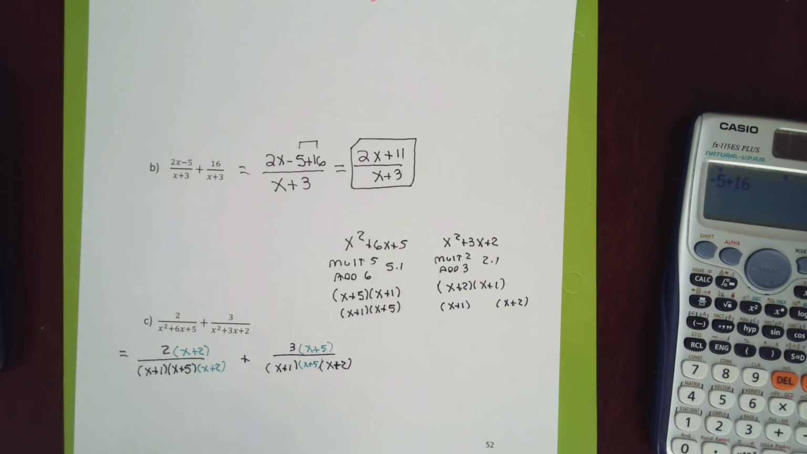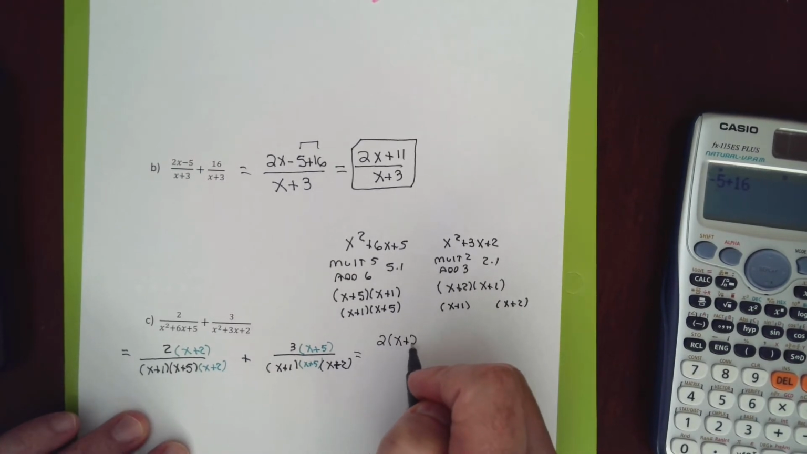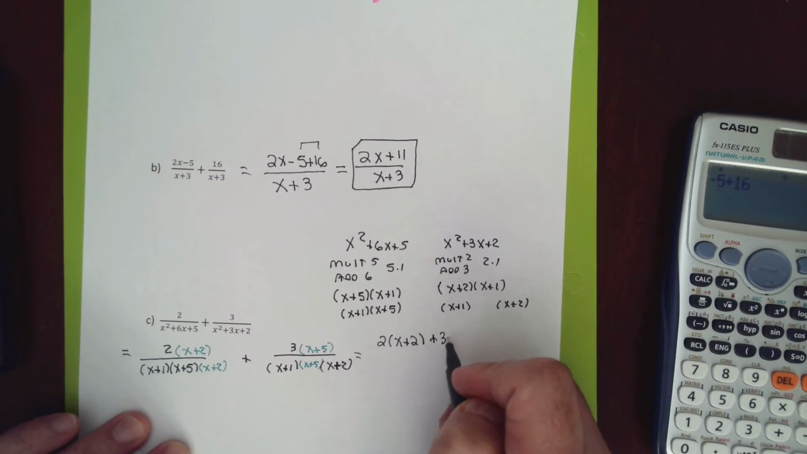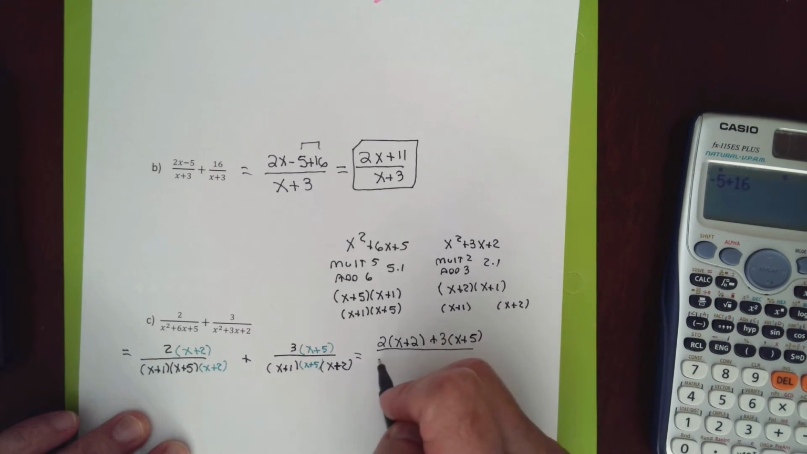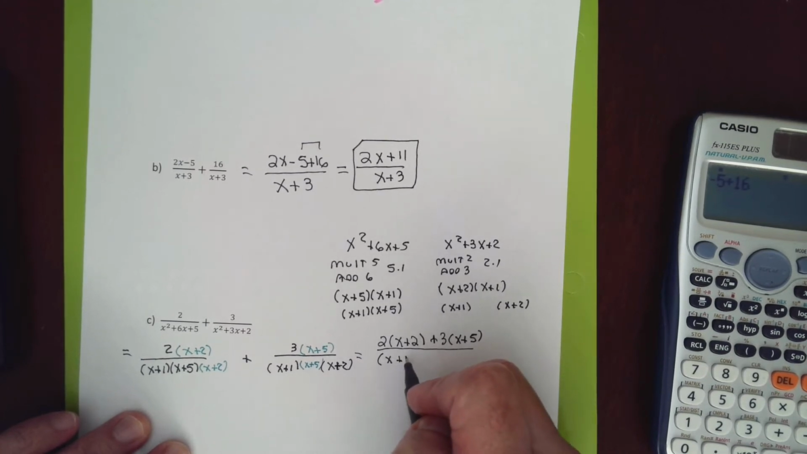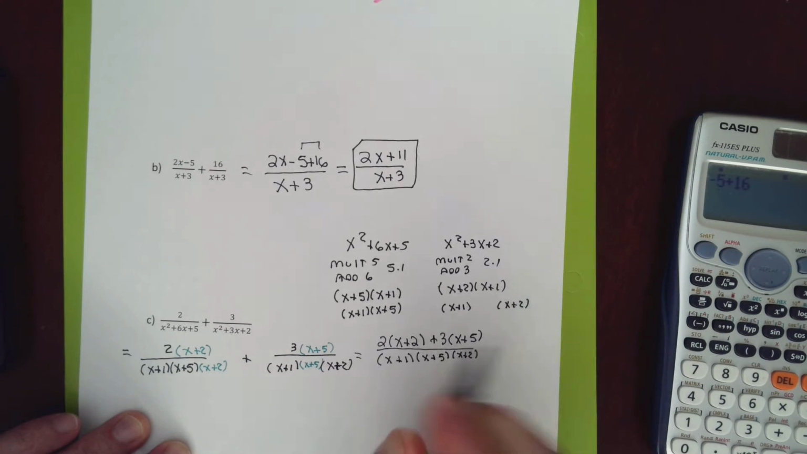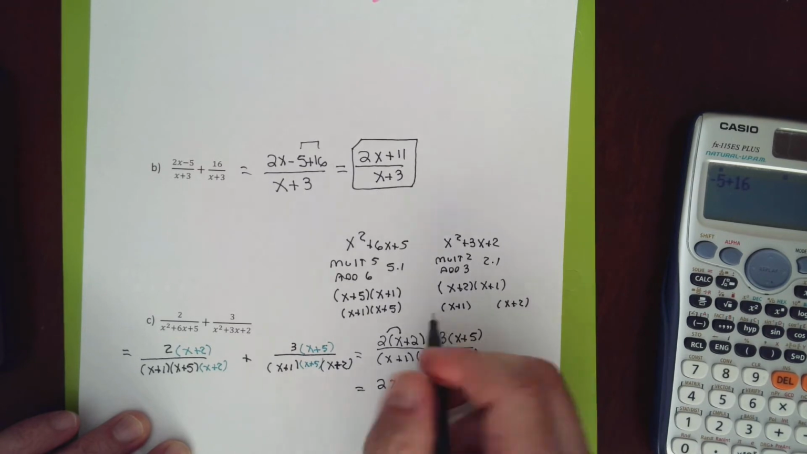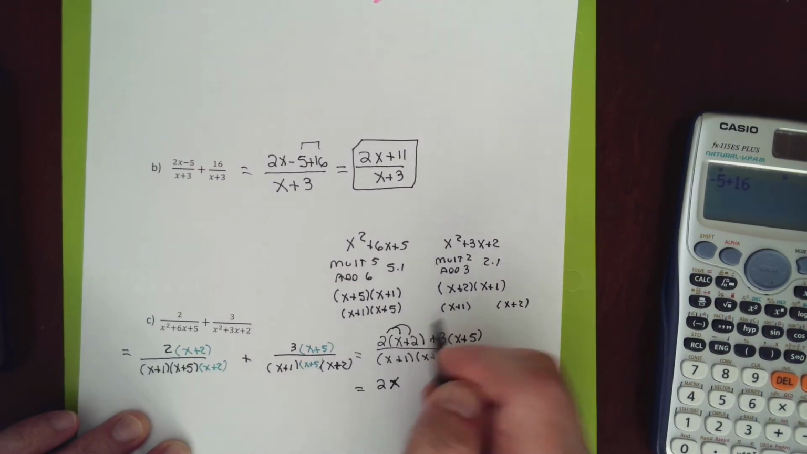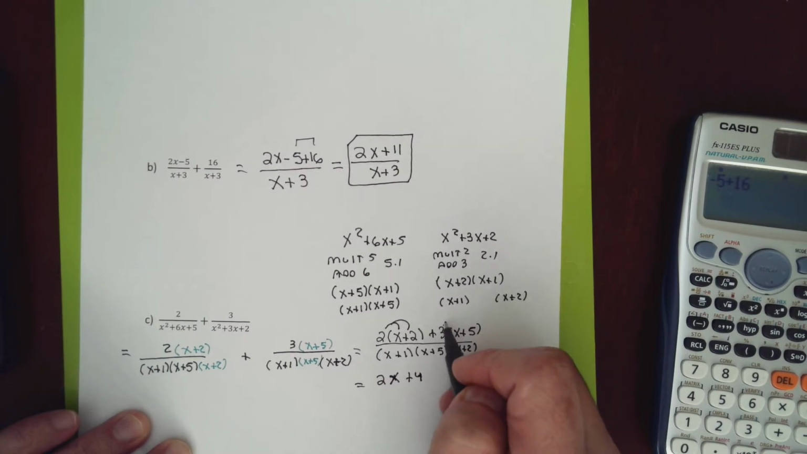But now my two fractions have the same denominator, so I can write the numerators together. I get 2 times x plus 2 plus 3 times x plus 5. Usually I would just write LCD, but I'll do more here. This is over x plus 1 times x plus 5 times x plus 2. I need to simplify the numerators. I'm going to go 2 times x is 2x for the first parentheses. 2 times 2 is plus 4 for the ending of the first parentheses.